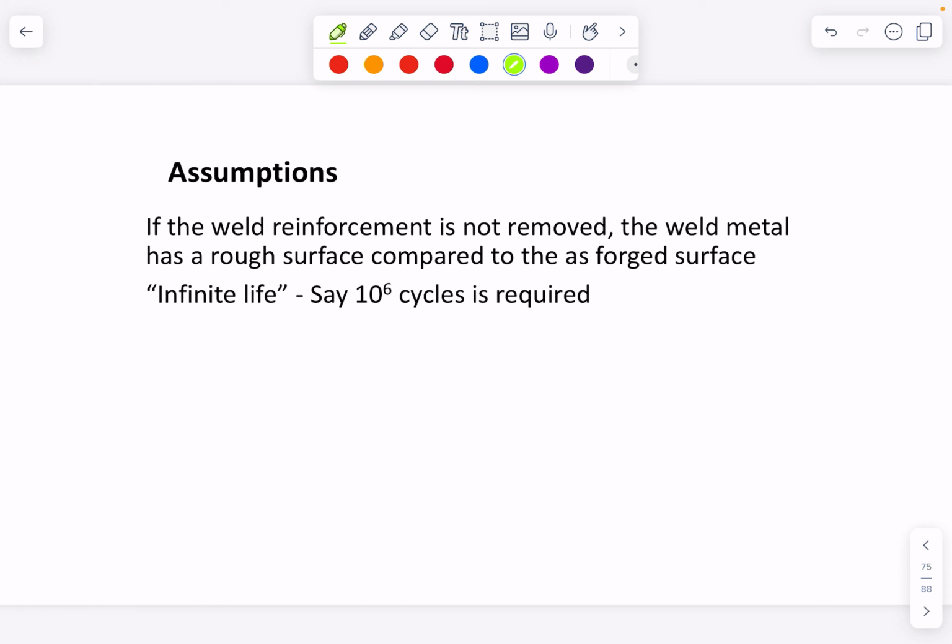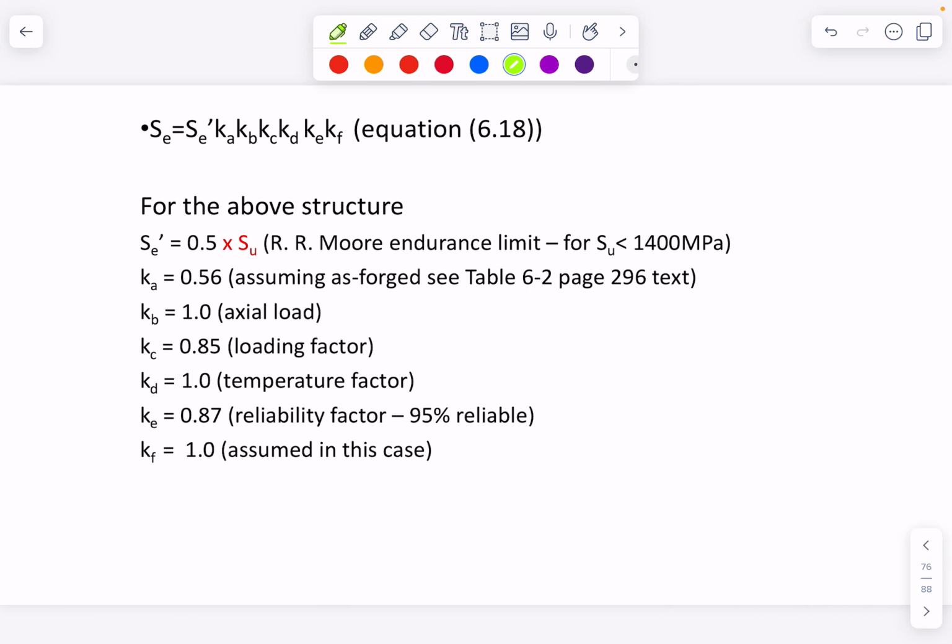Okay, so if we assume the weld is not ground, weld metal has a rough surface compared to an as forged, let's say an infinite, which is 10 to the 6 cycles.